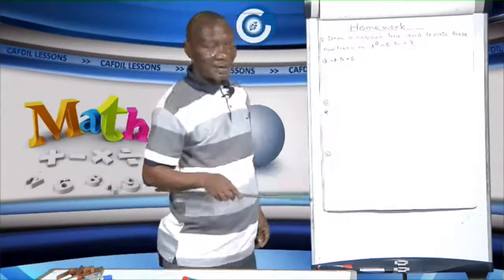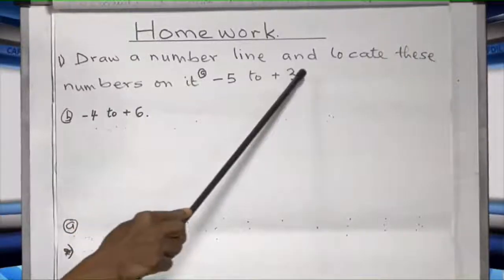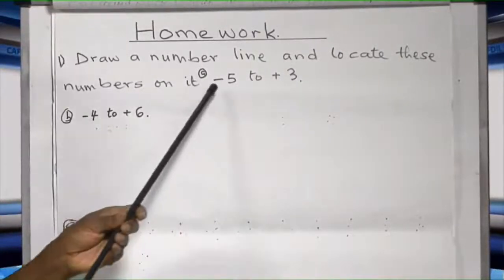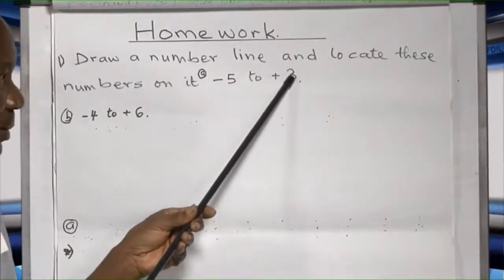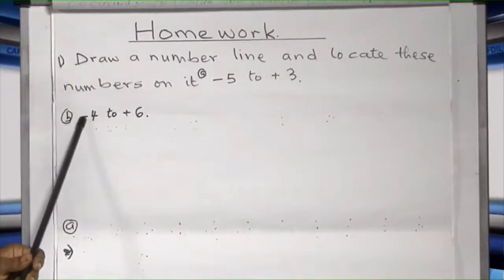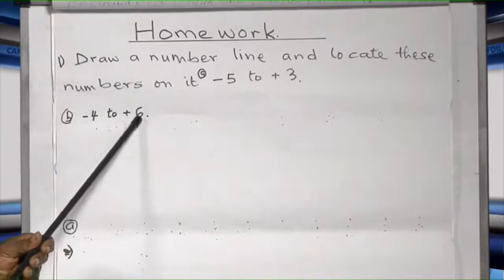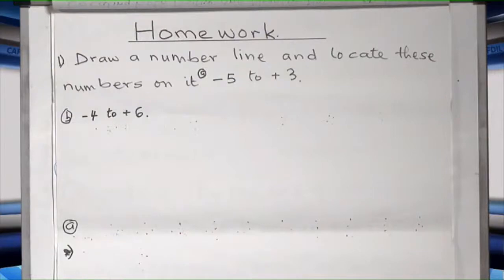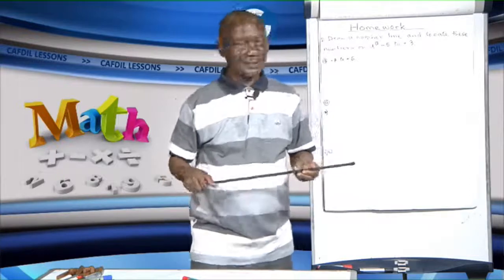Now we have our assignment to take home. Draw a number line and locate these numbers on it: A, from -5 to +3. Then B, from -4 to +6. Children, soon we will end today's lesson.